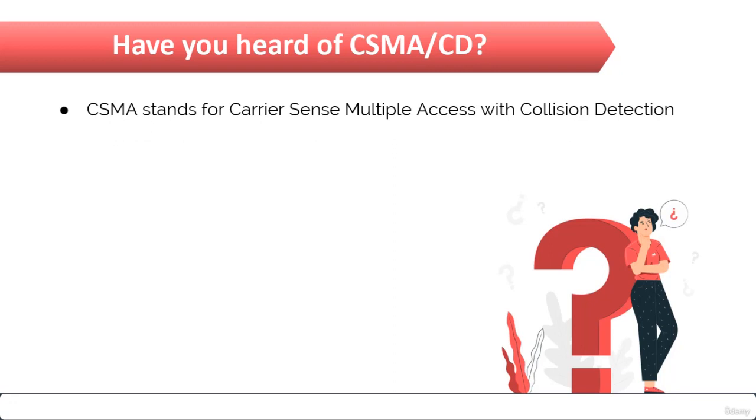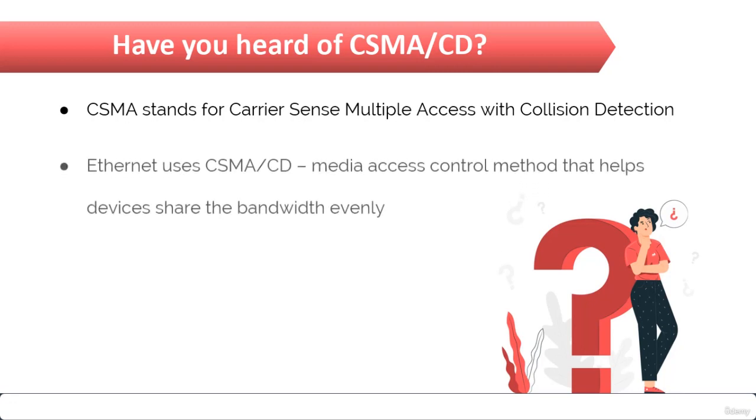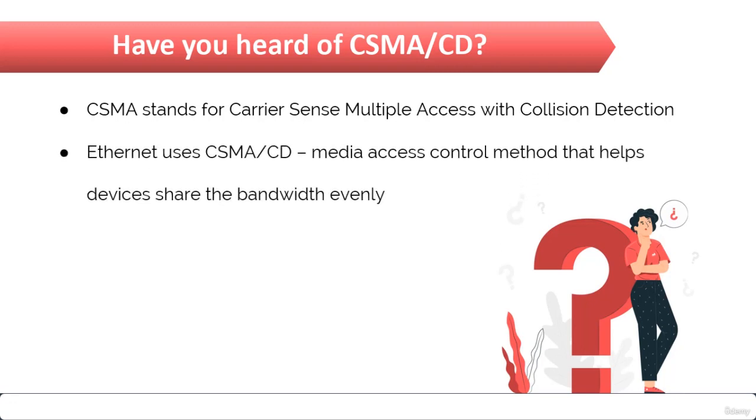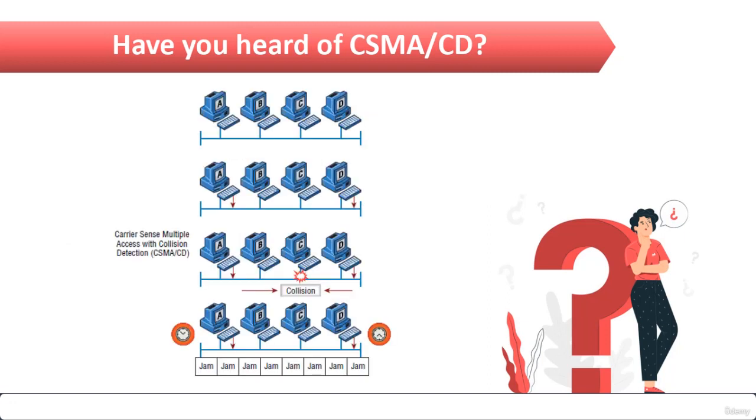CSMA/CD stands for Carrier Sense Multiple Access with Collision Detection, which is a media access control method that helps devices share the bandwidth evenly without having two devices transmit at the same time on the network medium. Now, CSMA/CD was created to overcome the problem of collisions that occur when packets are transmitted simultaneously from different hosts. And trust me, good collision management is crucial because when a host transmits in a CSMA/CD network, all the other hosts on the network receive and examine the transmission.